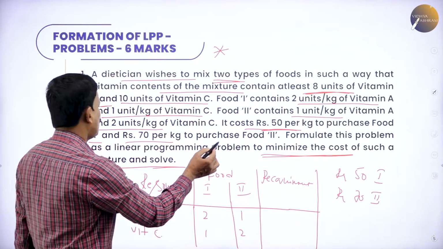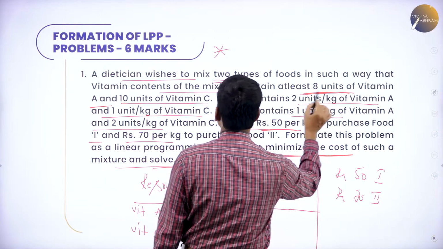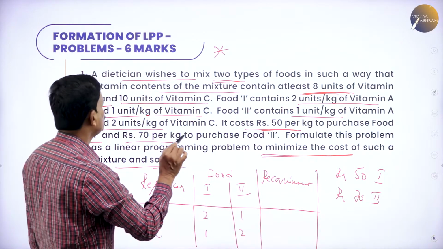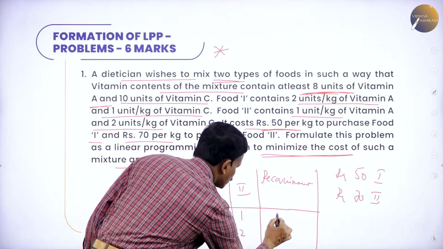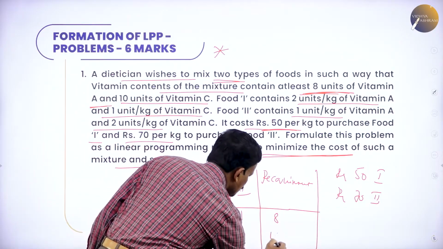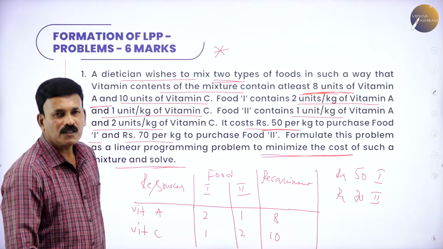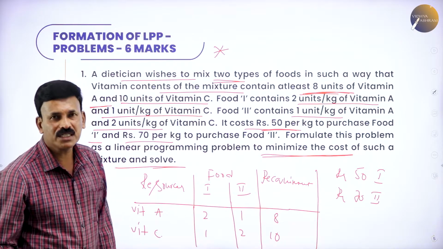Now to formulate this, what is the maximum availability? At least the mixture contains 8 units of vitamin A, so the requirement is 8 units of vitamin A and 10 units of vitamin C. Now this is the table. Using this table, let us formulate an LPP.